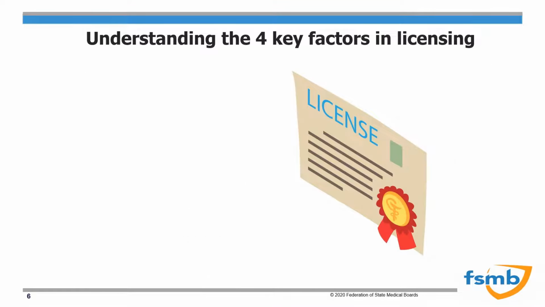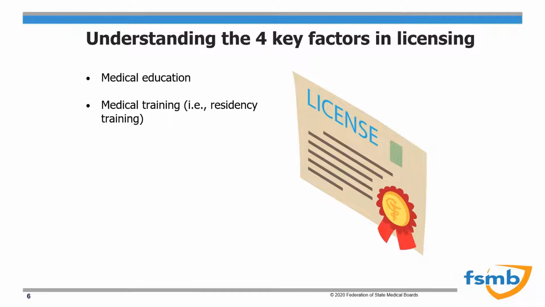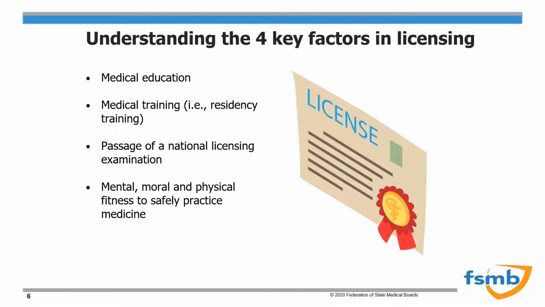While the specific requirements for obtaining a medical license vary somewhat between jurisdictions, state medical boards review the credentials of applicants and look closely at 4 major factors, including medical education, medical training, that is, residency training, passage of a national licensing examination, and mental, moral, and physical fitness to safely practice medicine. Let's examine each of these factors more closely, starting with medical education.